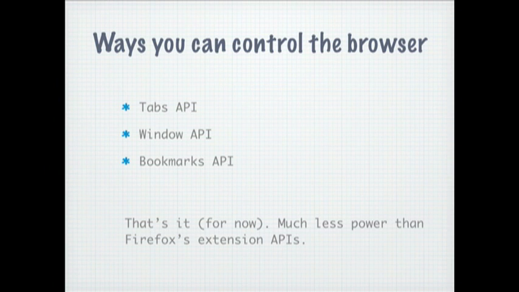Like I said, they have a few ways that you can mess with the native browser. There's more stuff coming, I hear, but right now you can navigate tabs. There are event listeners associated with each of these things. You can open and close windows, add and remove bookmarks, and that's it. You'll notice it's much simpler than the Firefox extension API, much less powerful, but it seems to be getting the job done for the broader extensions community.